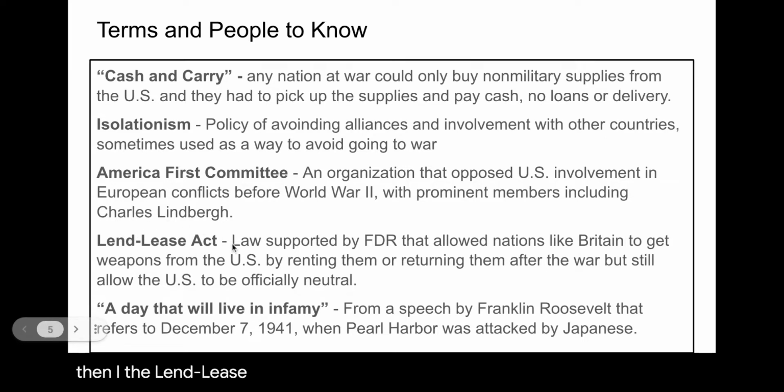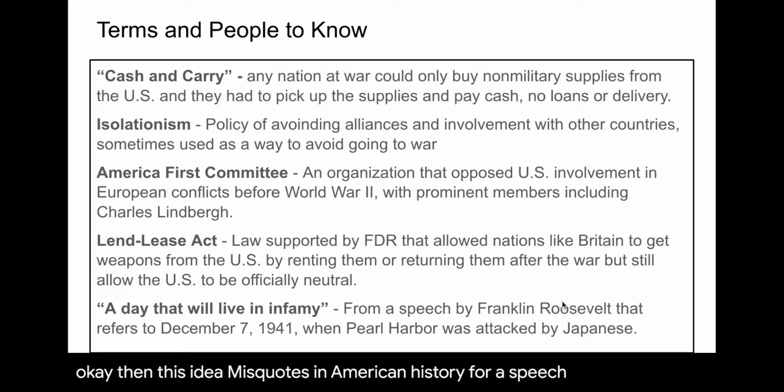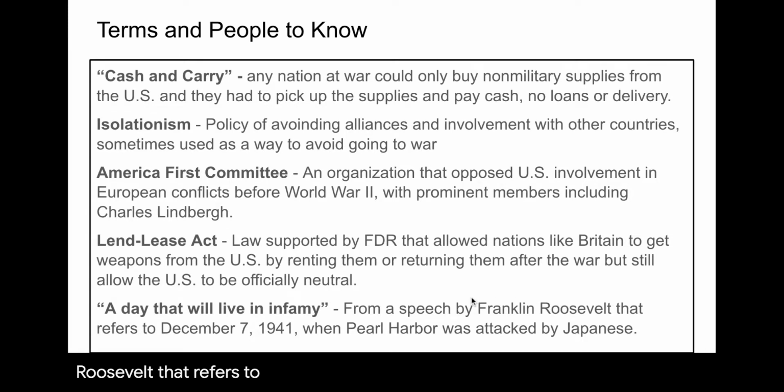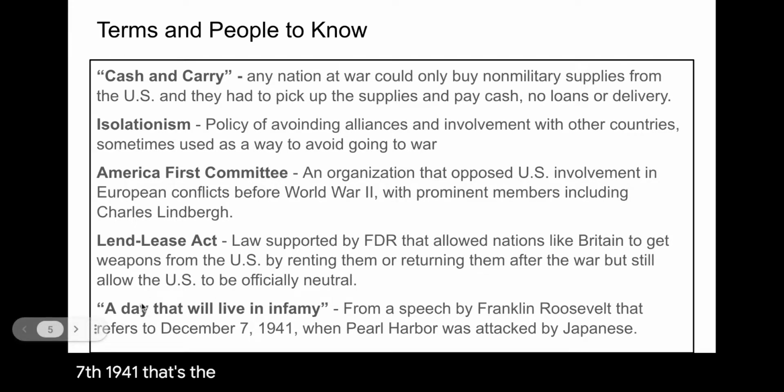The Lend-Lease Act, this was a law that's supported by FDR where Congress started to change its perspective, where a country like Britain could get weapons from the United States, but the United States was still officially neutral. Okay. And then this idea, a day that will live in infamy. This is one of the most famous quotes in American history. It's from a speech by Franklin Roosevelt that refers to the attack on Pearl Harbor on December 7th, 1941. That's the day that he refers to.